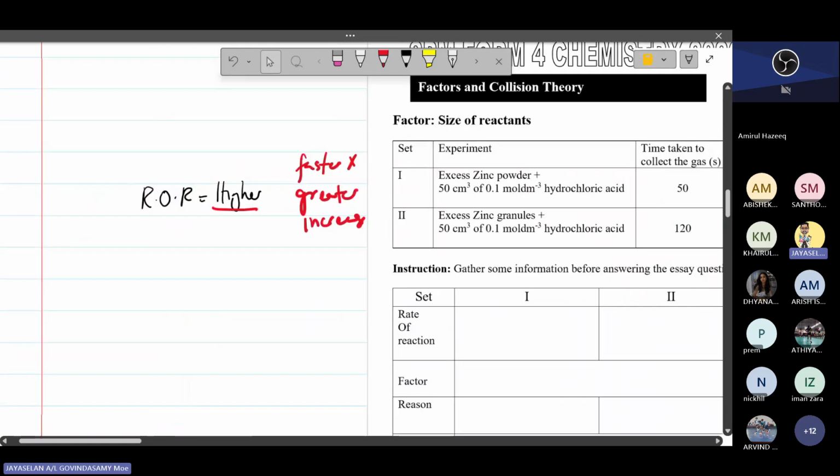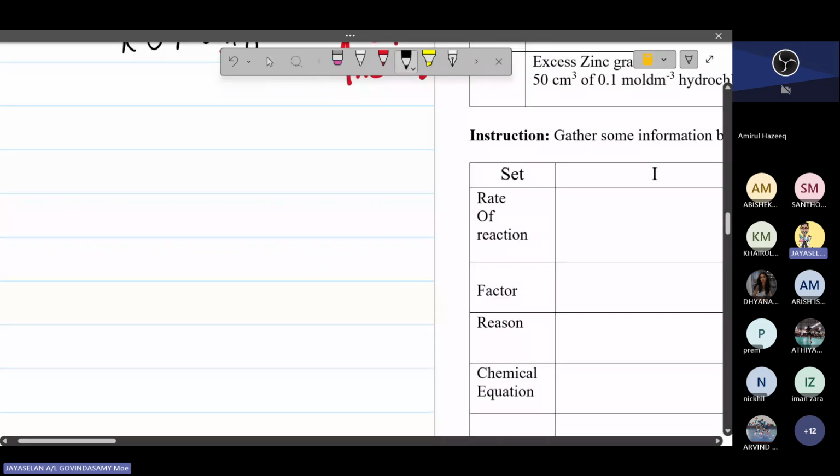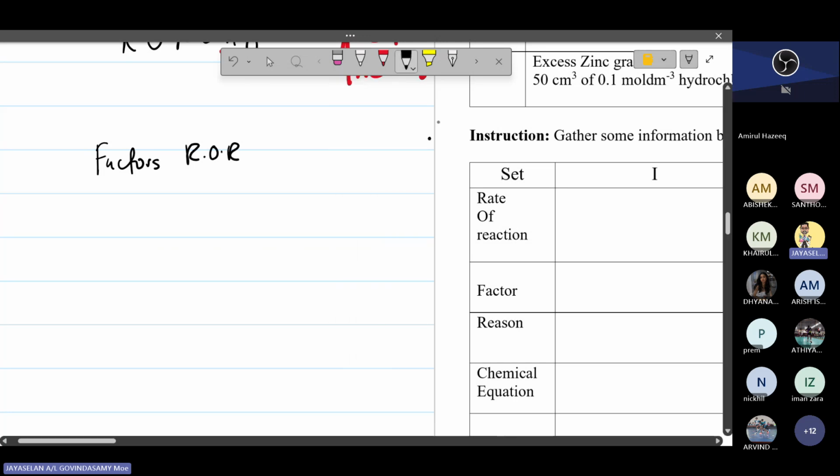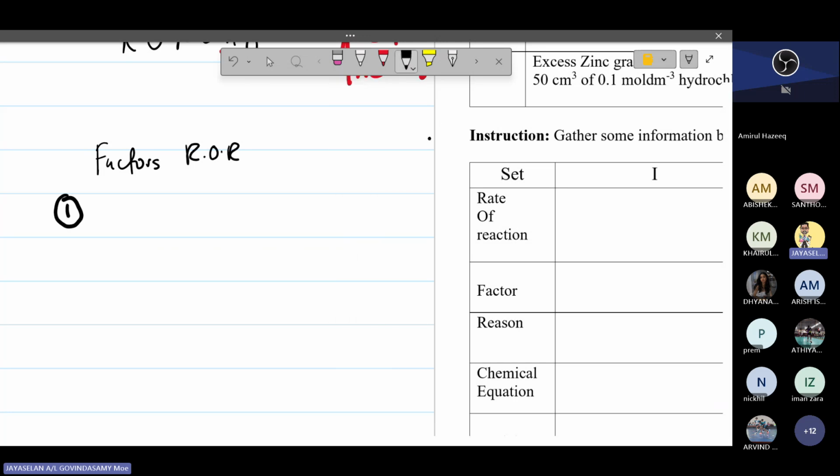Now look at here. How many factors? Before we go, I want you all to memorize this. Don't change to other things. The factors that affect rate of reaction, please memorize this one. Number one, factor. Don't write total surface area. This is not a factor. This is the reason for the factor. Total surface area is not a factor. It is a reason for the factor. Please put it in your mind. Don't waste your marks.